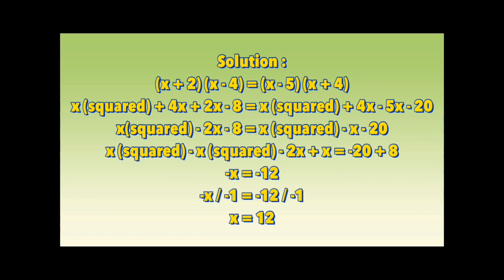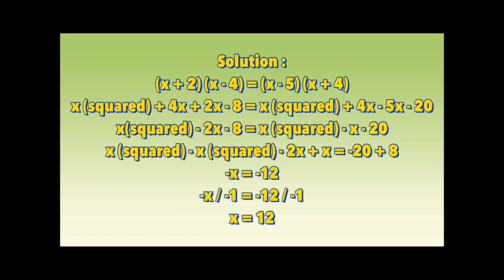And we come now to the right side of the equation. You have to simplify again by multiplying. So we have x times x equals x squared, x times 4 equals positive 4x, negative 5 times x equals negative 5x, and negative 5 times positive 4 equals negative 20. After that, we're going to combine like terms. Okay, x squared, then negative 4x plus 2x, we have negative 2x, then bring down negative 8, equals x squared, positive 4x minus 5x equals negative x, then bring down negative 20.